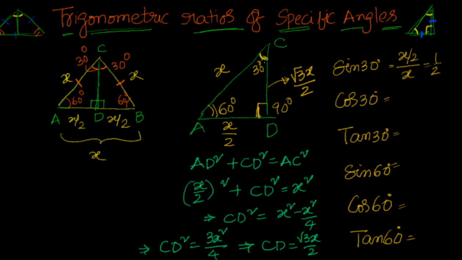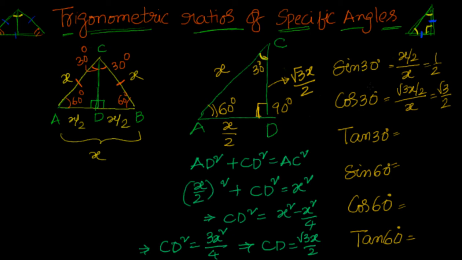Cos 30. What is cos 30? For 30, the adjacent side is CD. CD is root 3x by 2. Root 3x by 2 by x. That is nothing but square root of 3 by 2.